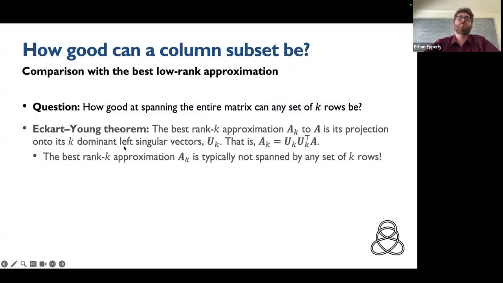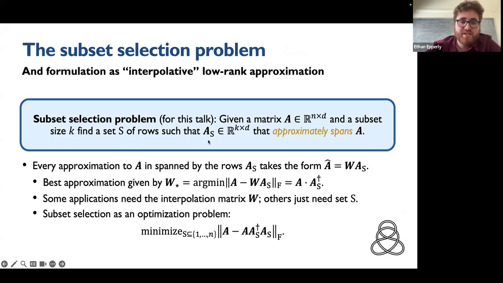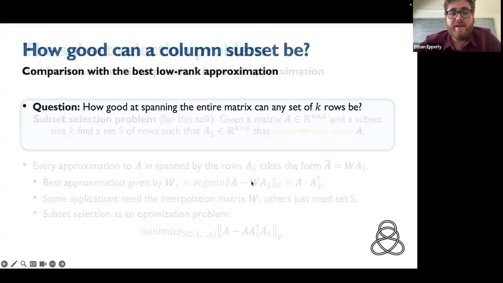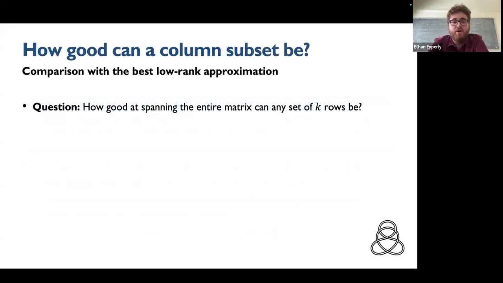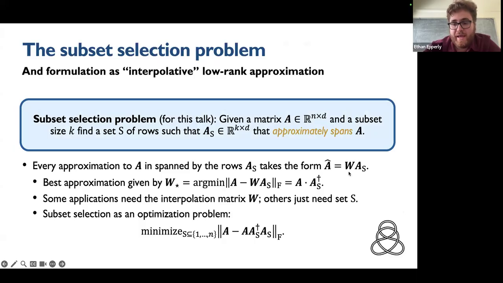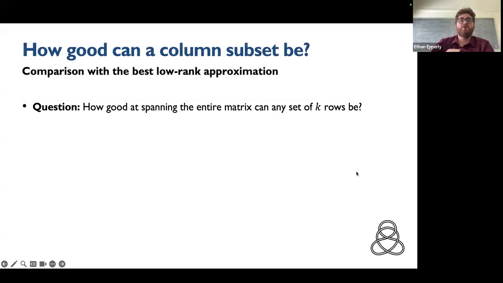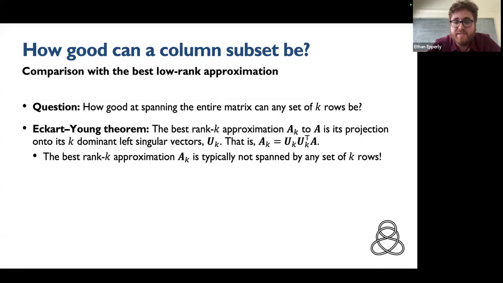All right. So we're interested in trying to find the best subset of rows S as we can. And so it's very natural to ask, how good at spanning the entire matrix can any set of rows K be? Before we talk about algorithms, let's merely talk about existence or approximation quality. How good can an approximation of the form A hat equals W times AS even be? And this question has a very nice answer.